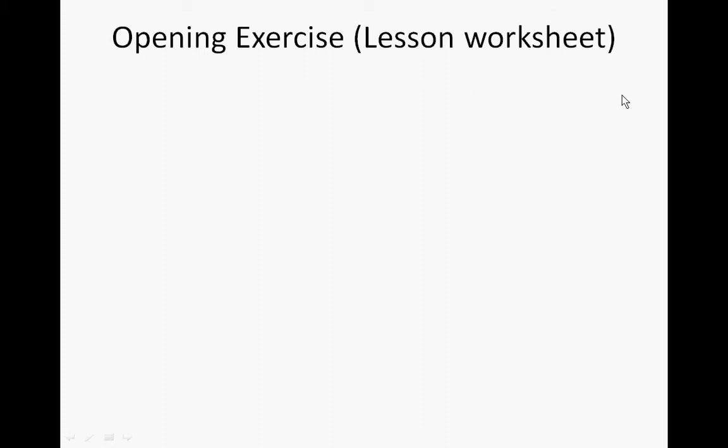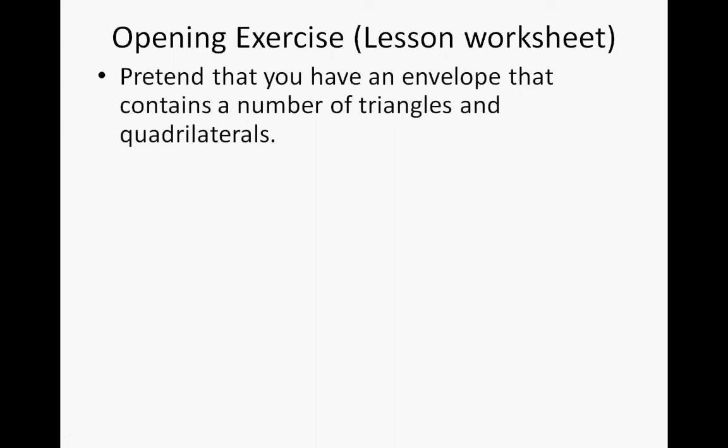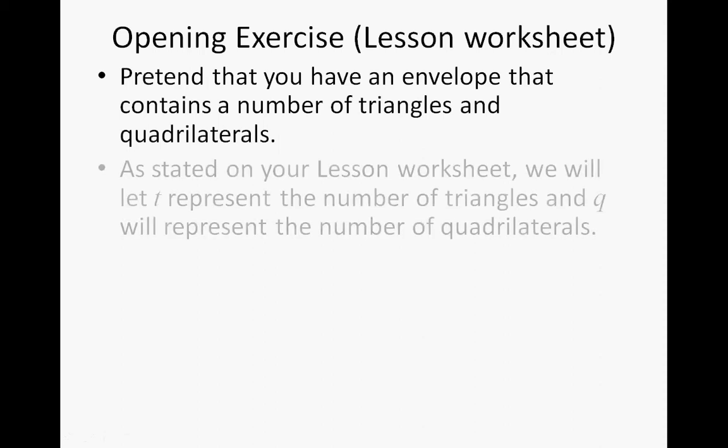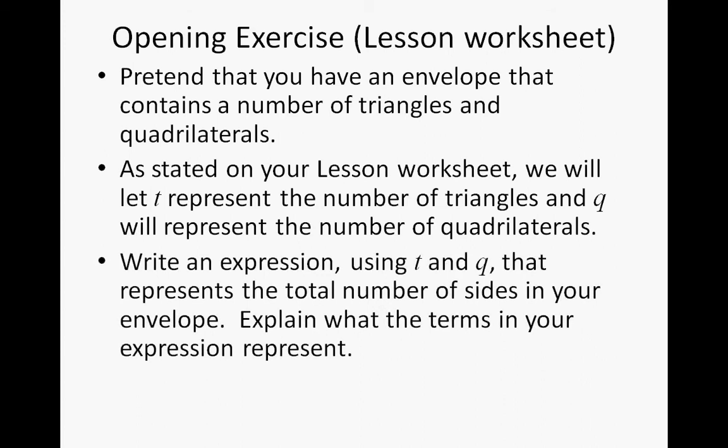All right, let's take a look at the opening exercise on your lesson worksheet. Pretend that you have an envelope that contains a number of triangles and quadrilaterals. As stated on your lesson worksheet, we will let T represent the number of triangles and Q will represent the number of quadrilaterals. We're going to write an expression using T and Q that represents the total number of sides in your envelope. Explain what the terms in your expression represent.